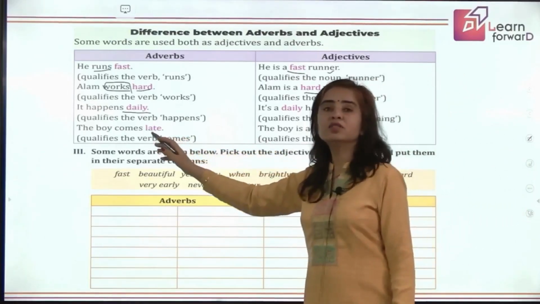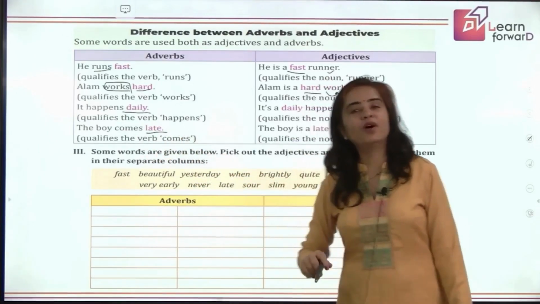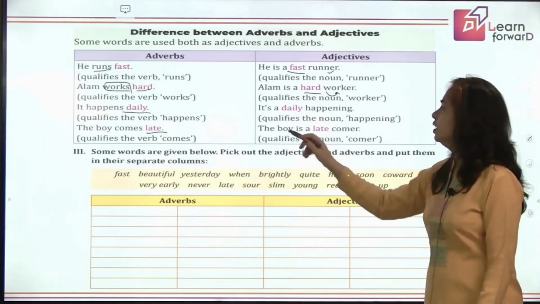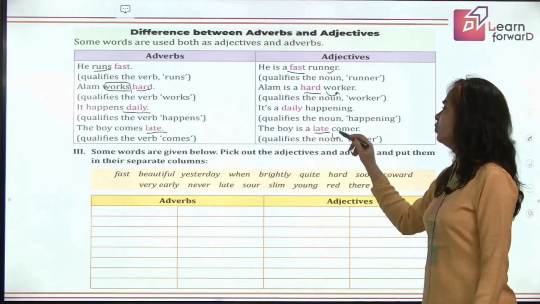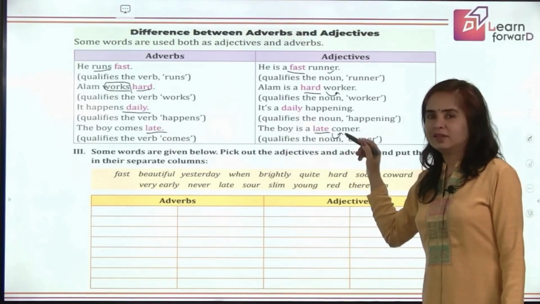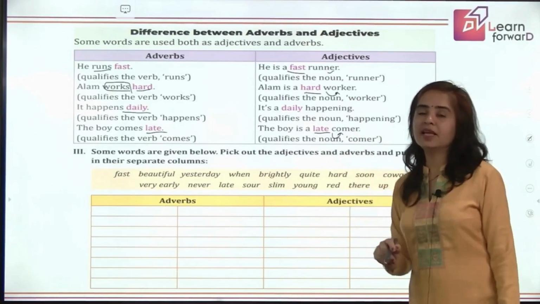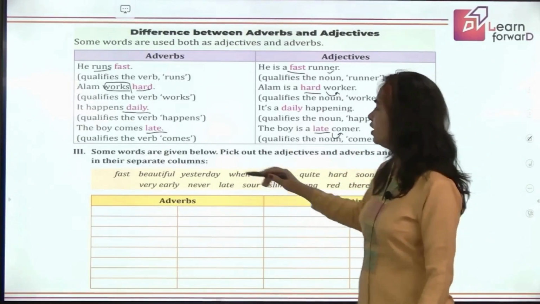The boy comes late. When does he come? So late is the adverb of time. Good. The boy is a late comer. Now here late is telling you about comer, so this tells you about a noun. That's why it is an adjective. I hope now it is clear to you what's the difference between adverbs and adjectives.